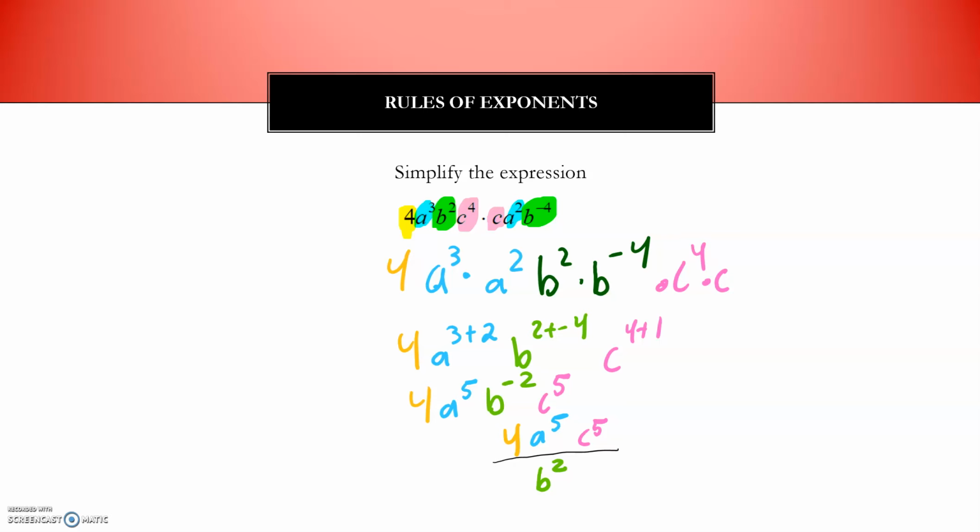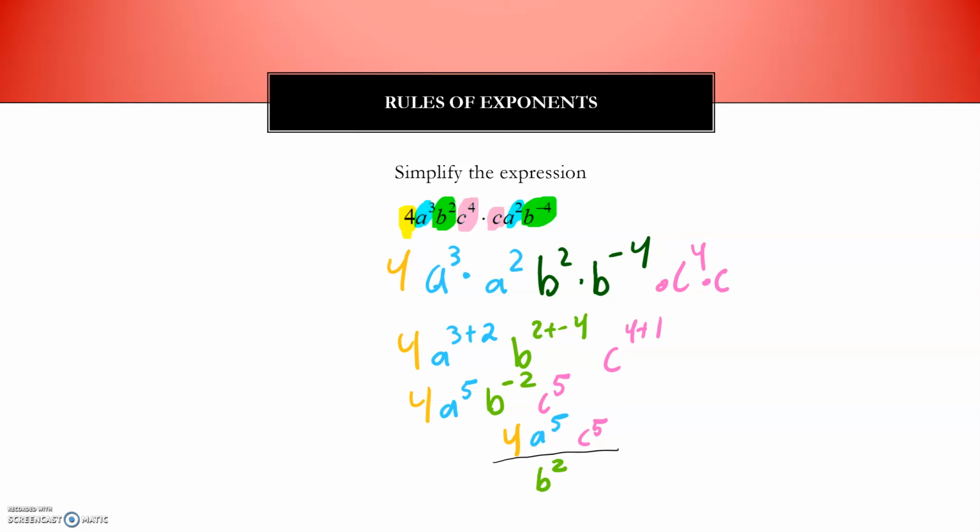B to the negative 2nd needs to move down because negative exponents are not allowed, leaving 4a to the 5th, c to the 5th in the numerator. B to the 2nd is now the denominator. Two things I want you to notice about this problem. First, when I did this at the end, notice that b to the 2nd was the only thing with the negative exponent, so that was the only thing that moved. The rest of the terms do not need to move.